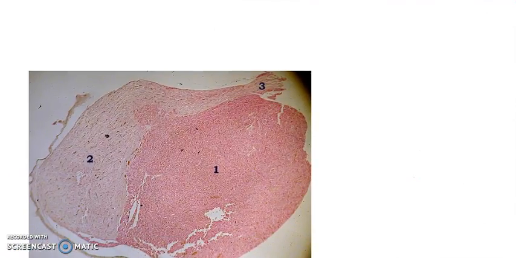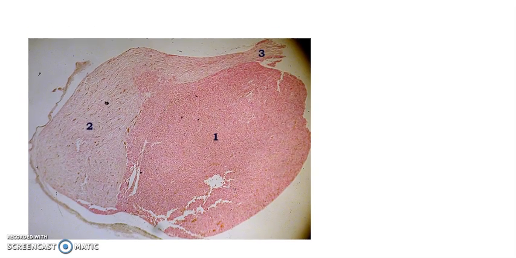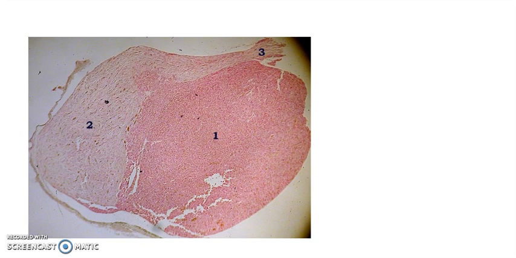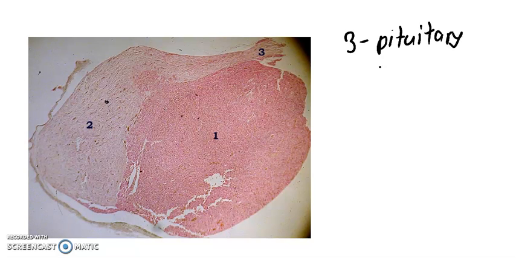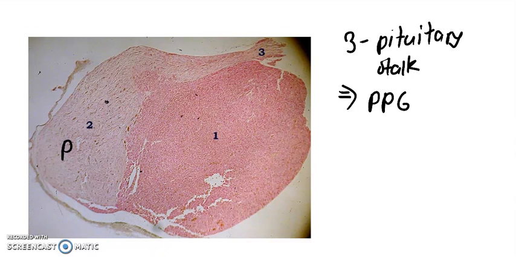Okay, so now here is a picture of a pituitary gland. Now how do we tell which part is which? Well, 3 looks like it's a little bridge. This is actually the pituitary stalk. Pituitary stalk. And we know this directly connects to the posterior pituitary gland. So this tells me that number 2 is actually the posterior pituitary gland. And then by default, 1 has to be the anterior pituitary gland. So this was the APG.